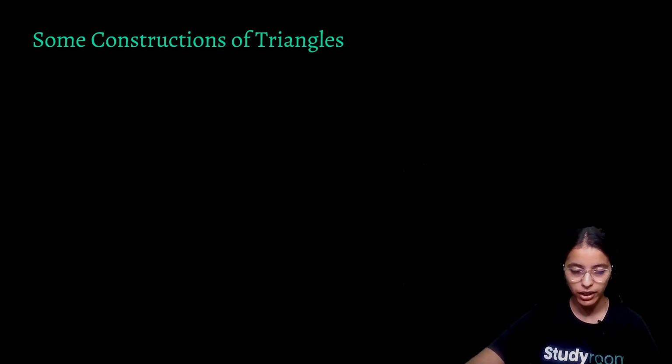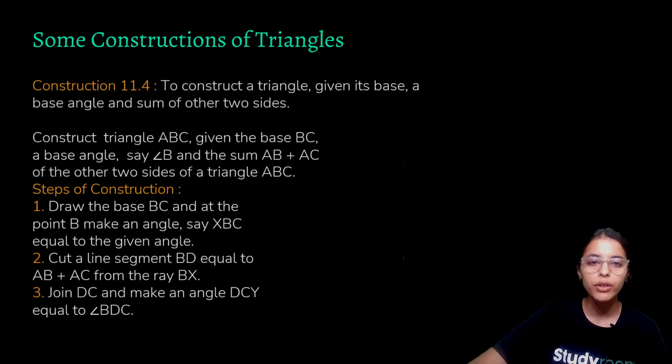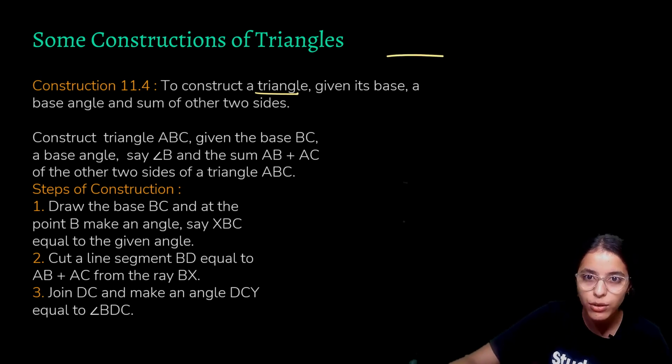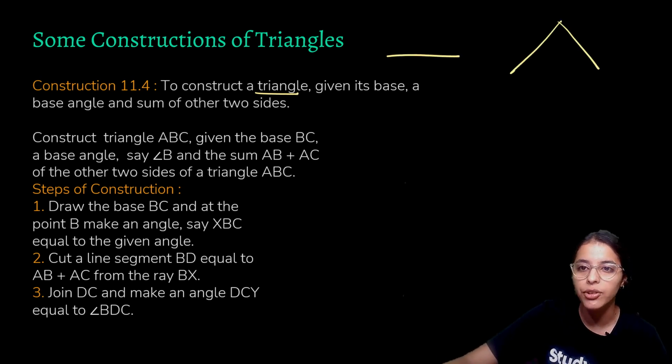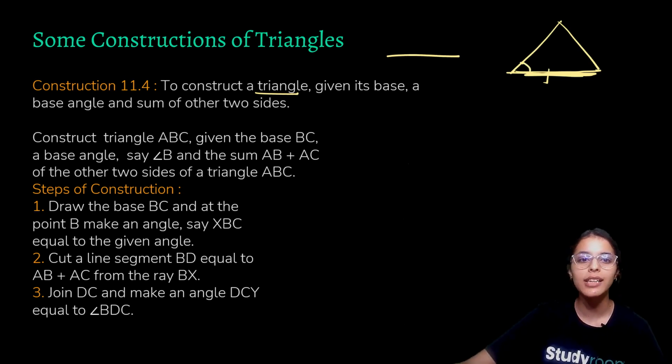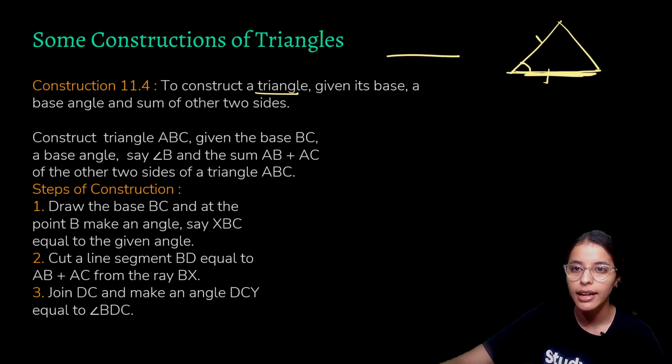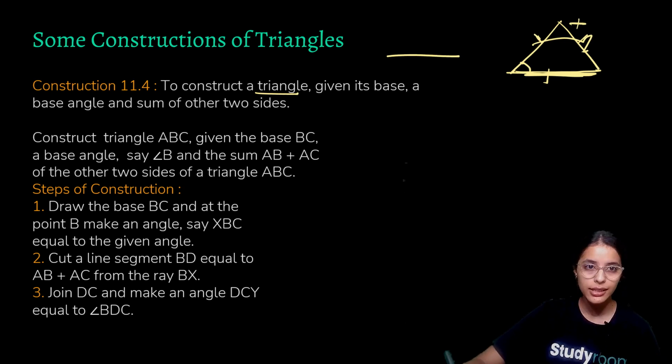Basically, there will be two types of construction that will come in your course of this construction chapter in class 9. The first construction is when you have to construct a triangle in which your base is given. If we have a triangle like this, then the bottom one is the base. Base is given, base angle is given, and the sum of the other two sides, that is this side plus this side, is given. This would be our first type of construction of a triangle.